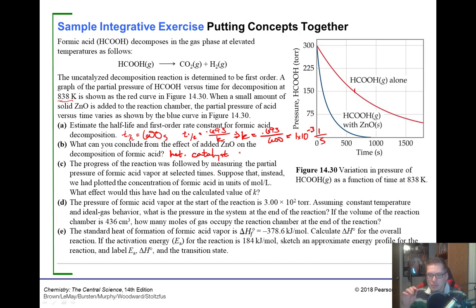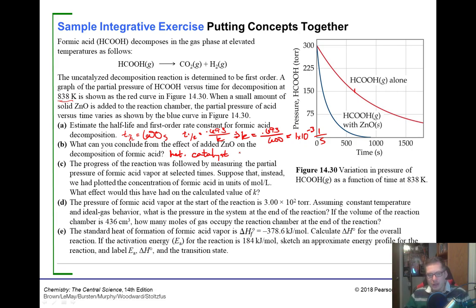Suppose that instead we had plotted the concentration in units of moles per liter. What effect would this have had on the calculated value of K? Oh, that's kind of a trick question. Well, let's think about how we calculated K. K was equal to 0.693 divided by the half-life. And the half-life was just something we measured once and then again when it was all gone.